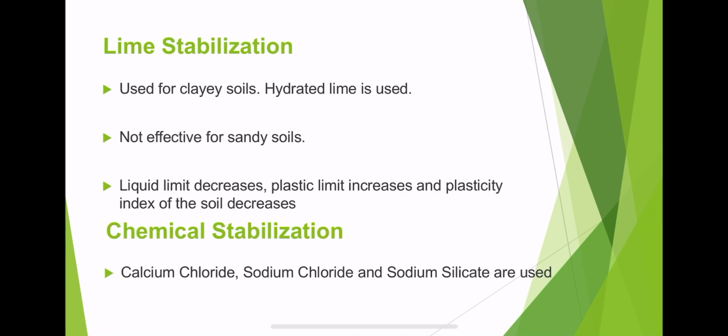Coming to lime stabilization, this is the general chemical stabilization that is used nowadays. This is used for clay soils. Hydrated lime is mostly used. This is not effective for sandy soils. As lime is mixed in the soil, the liquid limit decreases, the plastic limit increases, and the plasticity index, PI equal to liquid limit minus plastic limit of the soil, decreases. Coming to chemical stabilization, generally calcium chloride, sodium chloride and sodium silicate are used for increasing the strength of the particular soil.